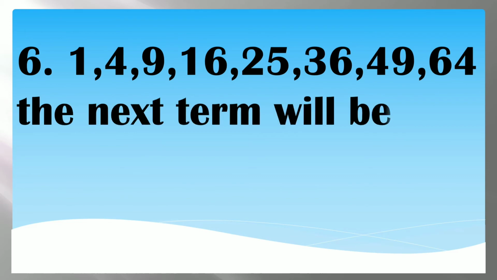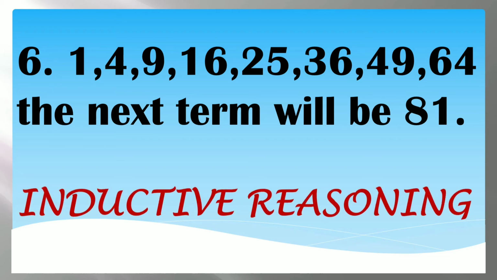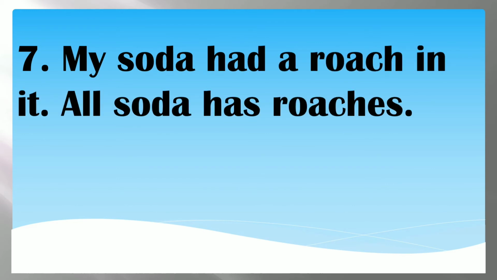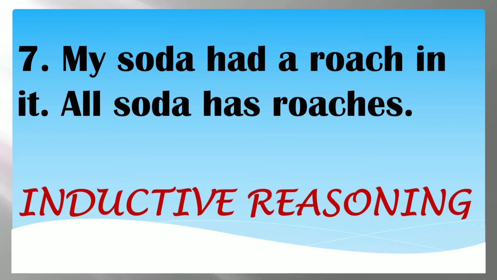Number 6, 1, 4, 9, 16, 25, 36, 49, 64. The next term will be 81. So, meron tayo ulit pattern dito sa number 6. So, pag meron tayong pattern, so inductive reasoning. Number 7, my soda had a roach in it. All soda has roaches. So, meron tayong reason, meron dahilan. Pagka ganyan, so inductive reasoning. Kasi yung soda daw niya may roach. So, therefore, all soda has roaches.